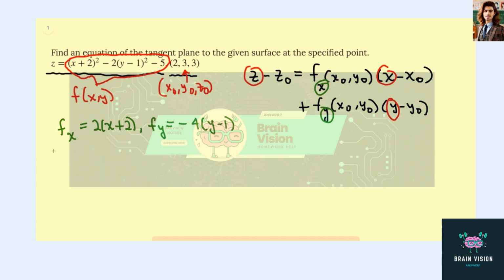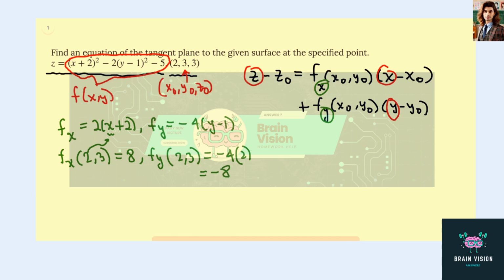So now we can go ahead and plug in the points here. For f_x, we plug in (2, 3), and you can see this only depends on x. So just plug in 2 there, and that'll give us an 8. So we'll have 2 times 4. Similarly, plug the point (2, 3) into f_y. This time you're getting -4, but now we have 3 minus 1, which is 2. So -8.